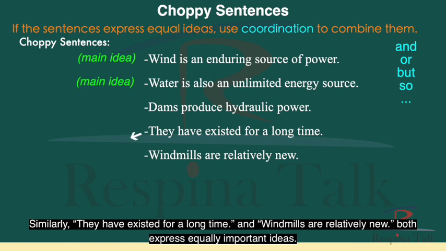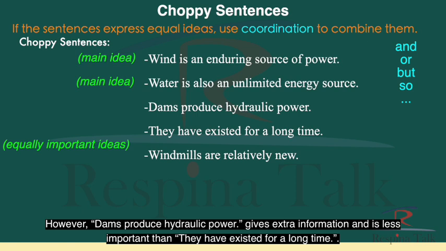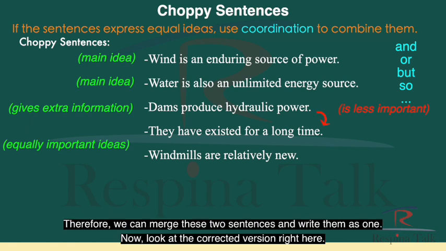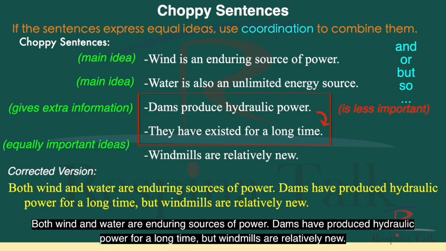Similarly, they have existed for a long time, and windmills are relatively new. Both express equally important ideas. However, dams produce hydraulic power gives extra information, and is less important than they have existed for a long time. Therefore, we can merge these two sentences and write them as one. Now look at the corrected version right here. Both wind and water are enduring sources of power. Dams have produced hydraulic power for a long time, but windmills are relatively new.